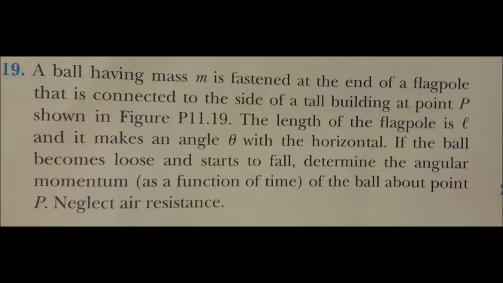Chapter 11, Problem 19. A ball having mass m is fastened at the end of a flagpole that is connected to the side of a tall building at point P, shown in figure 11.19. The length of the flagpole is L, and it makes an angle theta with the horizontal. If the ball becomes loose and starts to fall, determine the angular momentum, as a function of time, of the ball about point P. Neglect air resistance.